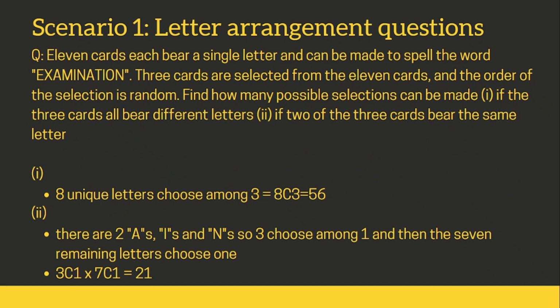So for part 1, we try and break it down again. How many unique letters do we have? In this case, we have 8 unique letters. So to choose among 3, it's just 8 choose 3 equals 56.